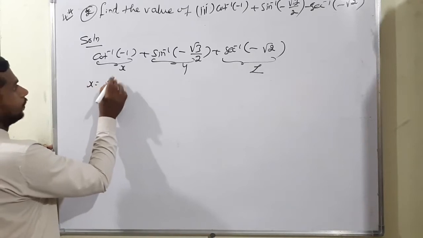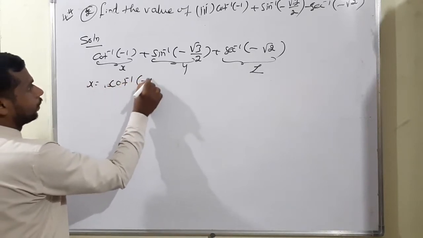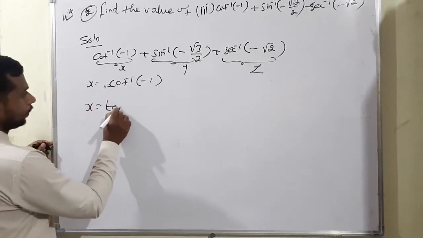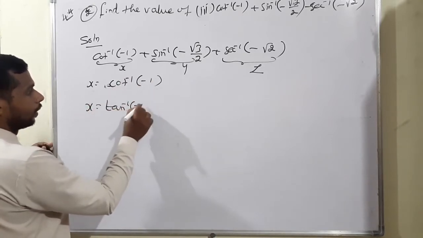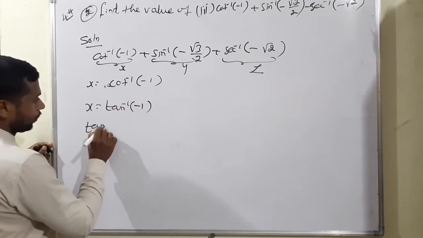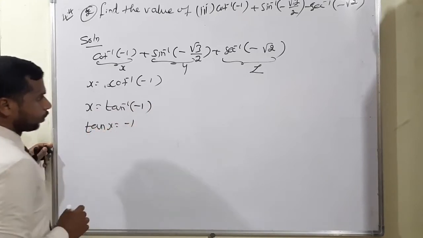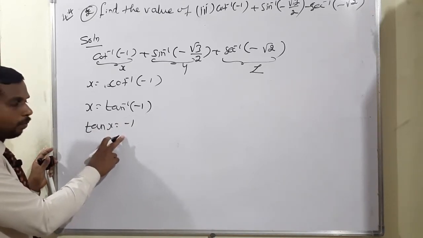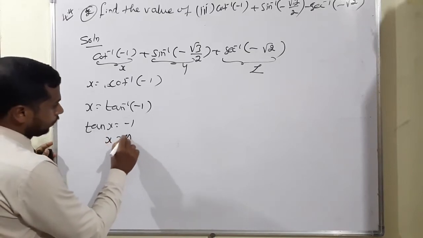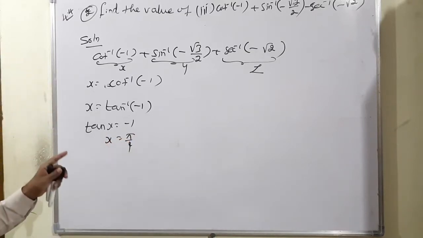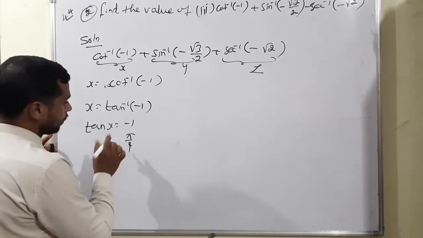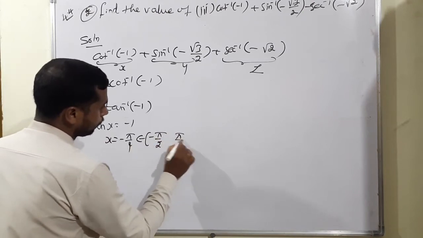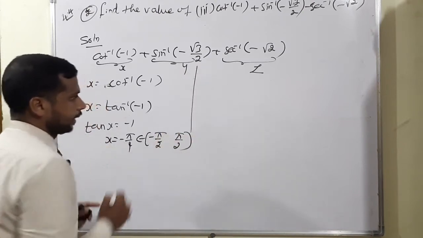Therefore, x is equal to cot inverse of minus 1. What is the meaning of cot? Reciprocal of tan. X is equal to tan inverse of 1 by 1, meaning 1 will come, so minus 1 is repeated. Therefore, tan x is equal to minus 1, isn't it? So tan x is equal to minus 1 means definitely tan pi by 4 has value 1. Therefore, we can say x is equal to pi by 4, but negative, isn't it? So x is equal to negative pi by 4. It belongs to negative pi by 2 to positive pi by 2. Okay. Second term.